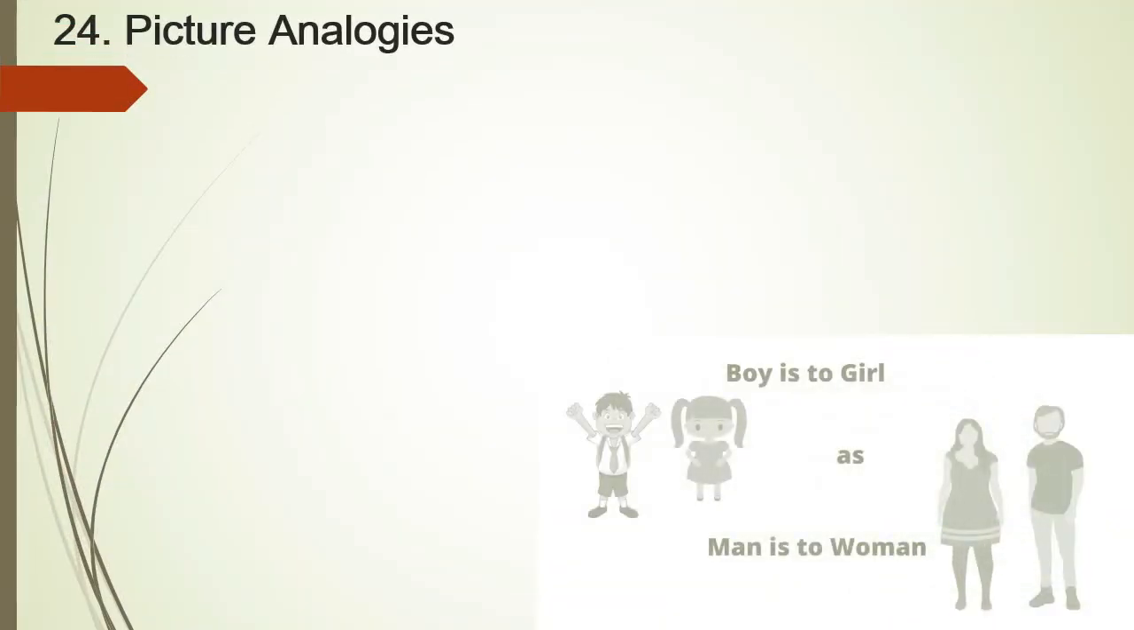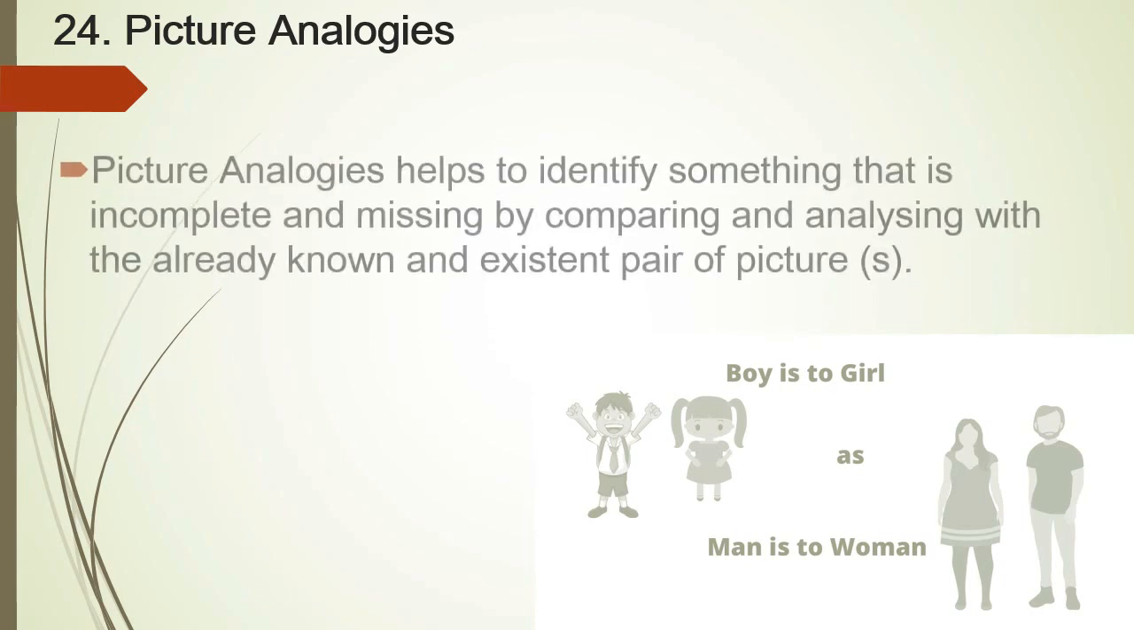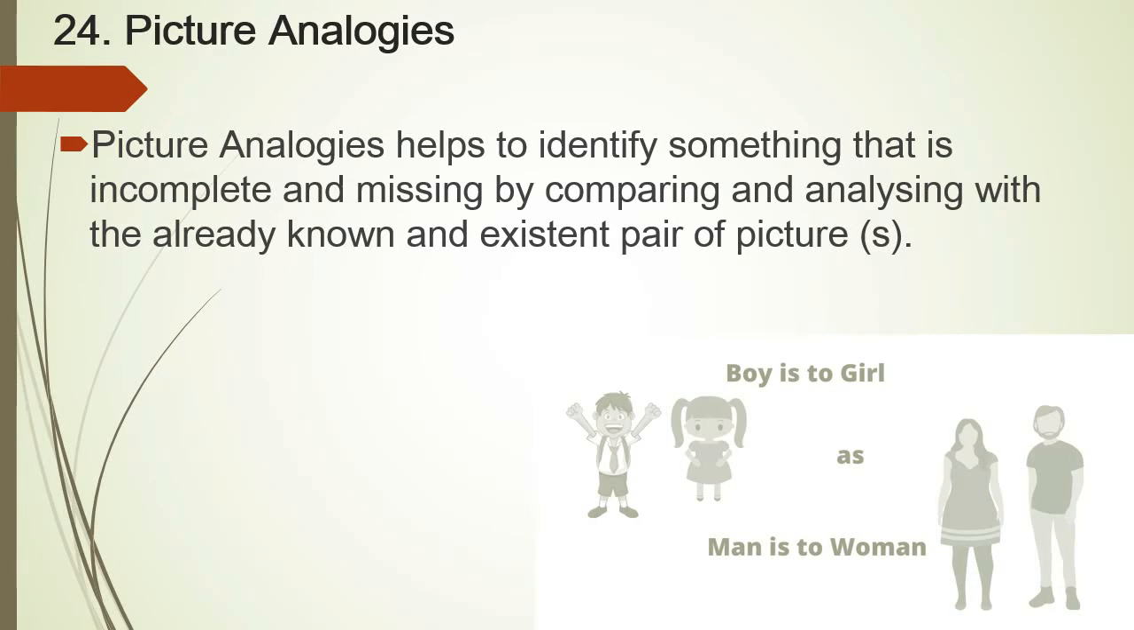The next subclassification under logical reasoning, non-verbal reasoning is picture analogies. Picture analogies helps us to identify something that is incomplete or missing by comparing and analyzing with an already known or existing pair of pictures. So we will be able to compare with the given data or known data, and we will be trying to identify or guess the missing parts.